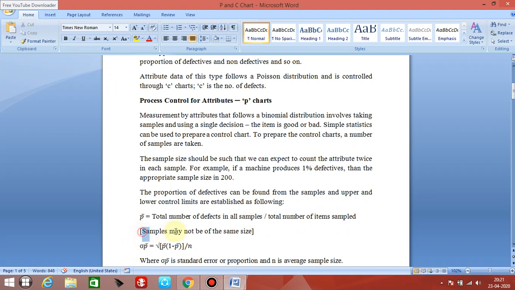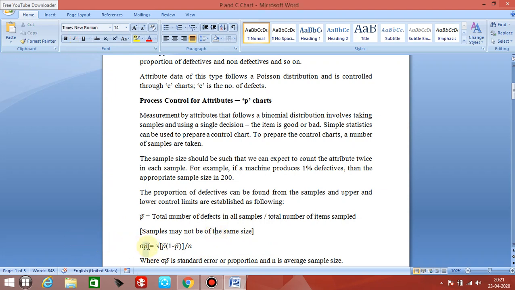Now samples may not be of the same size. Suppose we are taking 10 samples. It is not true that every sample will have the same size. Not like sample 1 is 150, sample 2 is 150. Sample 1 may be 150, sample 2 may be 130, like that. So it will not always be the same, the sample size may not be the same. Now first we have found P bar.